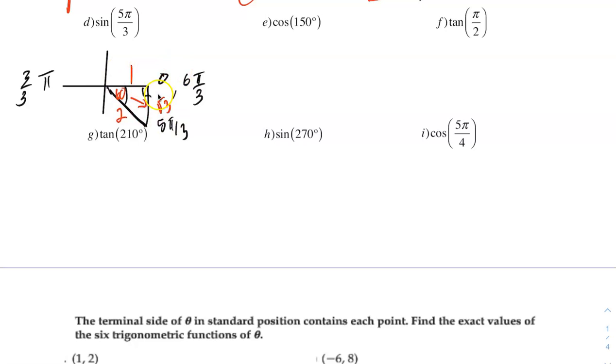Now, one of these things should be negative. You're going to the right, so that's positive. Hypotenuse is always positive. Rad 3 is going down, so that's a negative. And then we just do sine. So, opposite over hypotenuse. Negative rad 3 over 2.